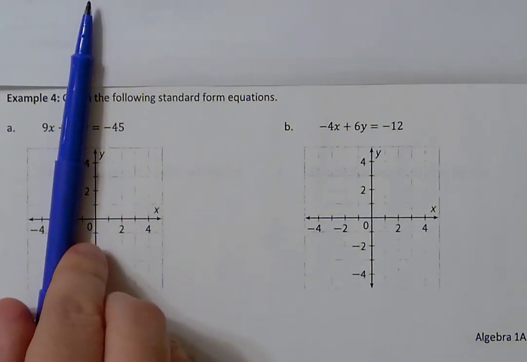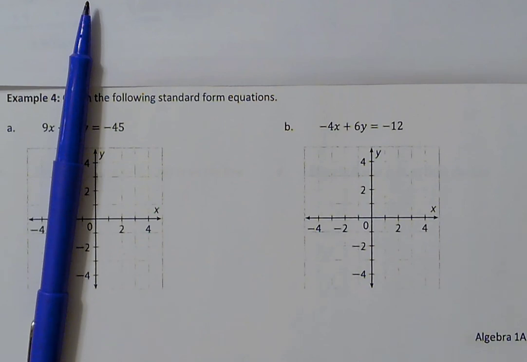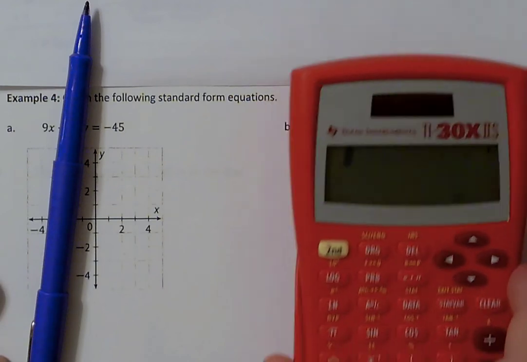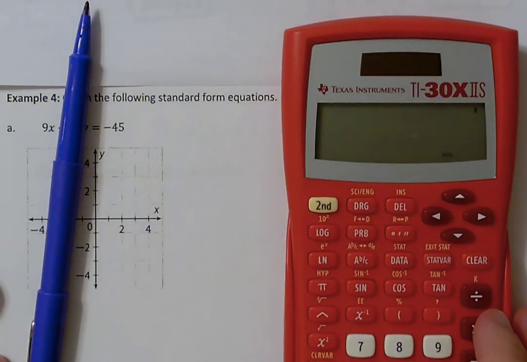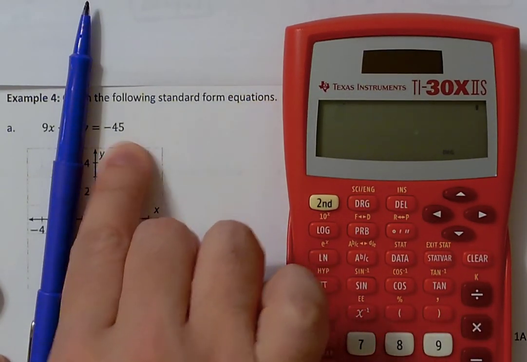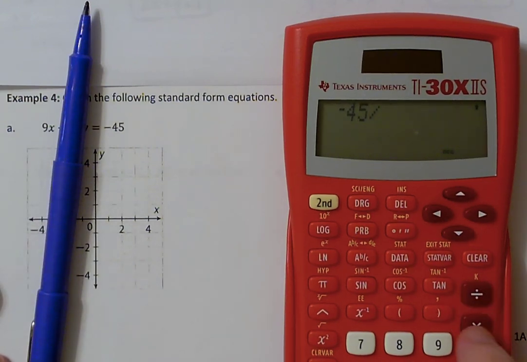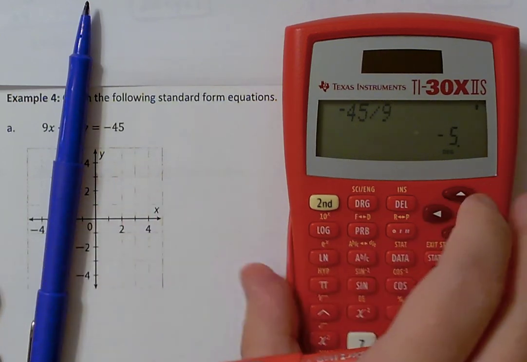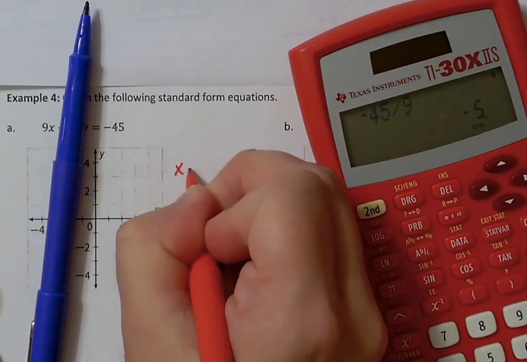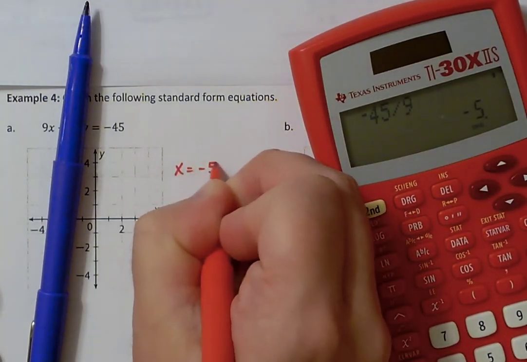So to figure out my x-intercept, we're going to cover up the y. So I have 9x equals negative 45. And if you recall when we did these problems, we would take this number and divide it by that number. So we're going to take negative 45, divide it by 9, and I end up with negative 5. So my x-intercept is negative 5.